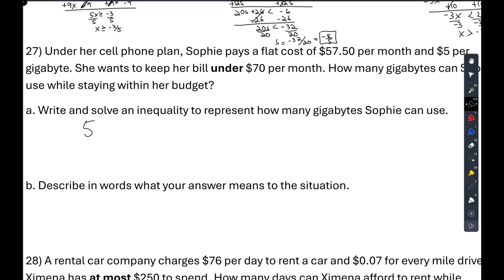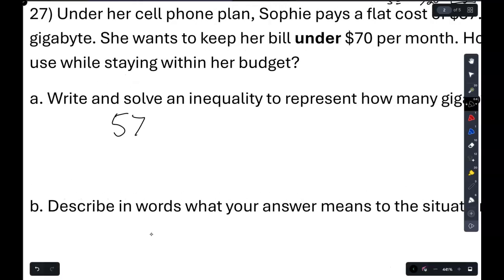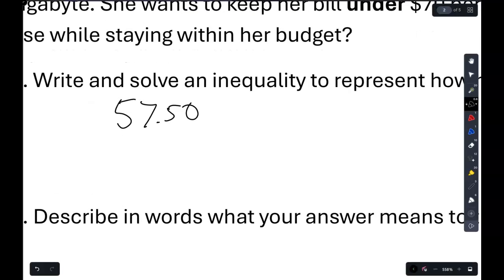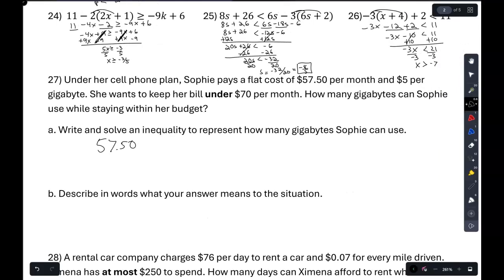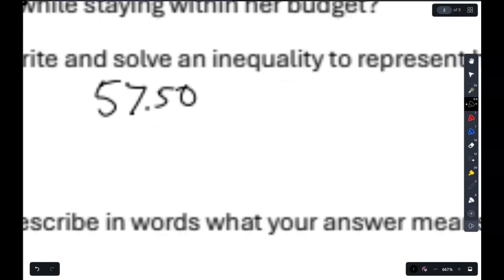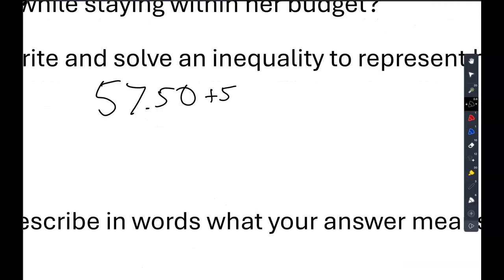I'm going to zoom in here and zoom back out. $57.50. All right. She pays $5 per gigabyte. So I'm going to zoom back in. We're going to add the $5 for every gigabyte. 5 times the gigabyte.